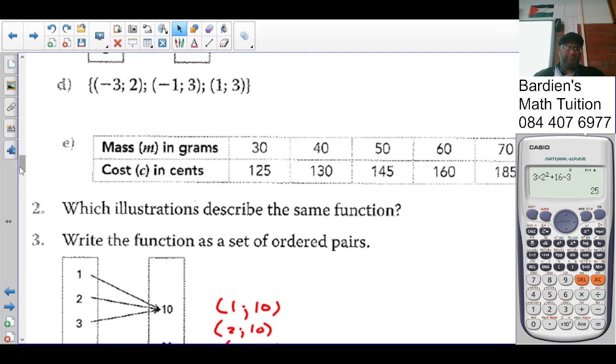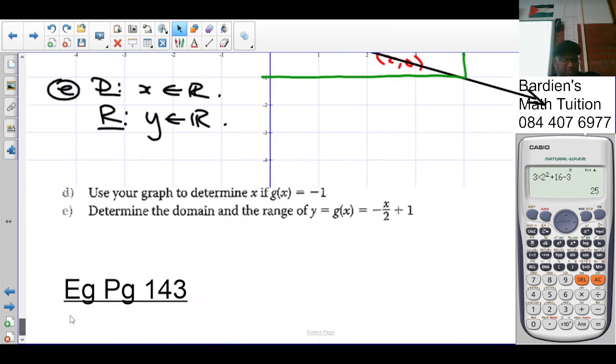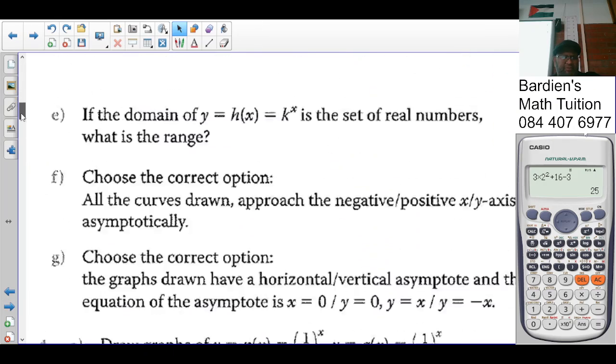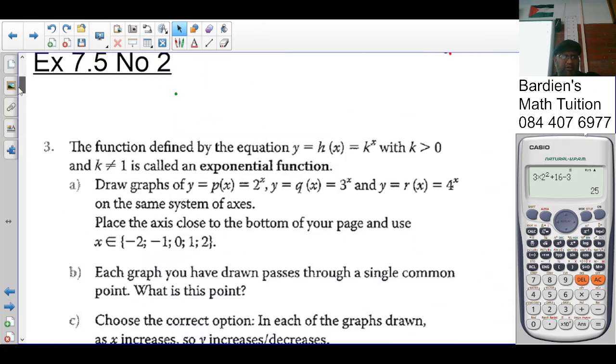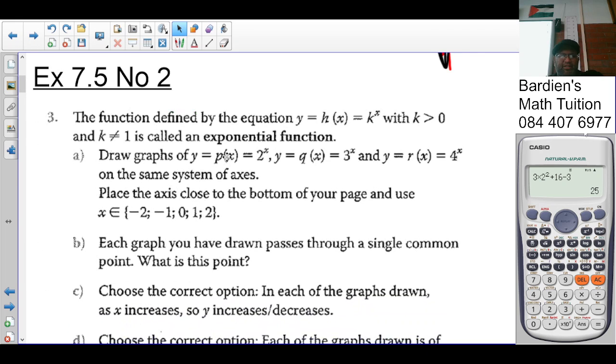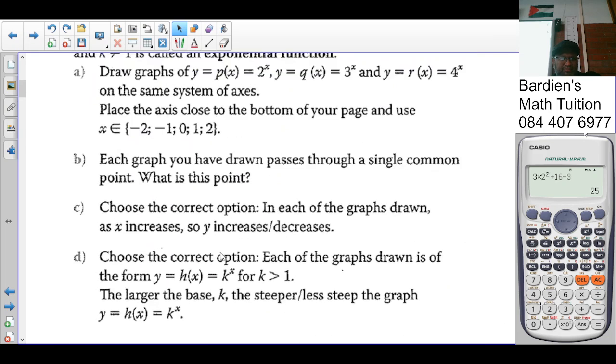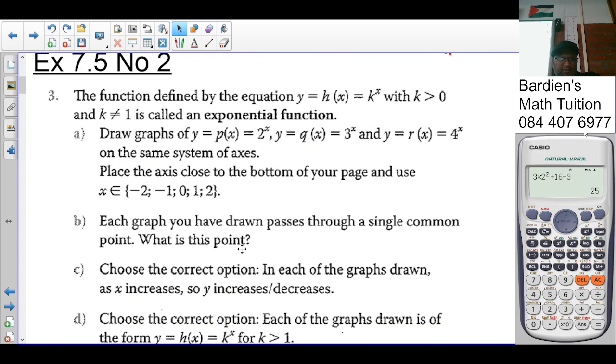Okay, so at this point we're busy with functions. And the one that we need to do before we start, or before your exam, is this one dealing with exponential functions. Not so? So in this exponential function, I was going to post it over here. This is number 3 now.